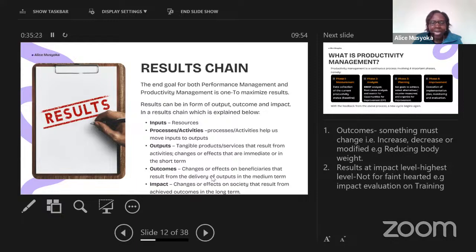for something to be regarded as an outcome, it means something has either increased or decreased. For instance, you can increase customer satisfaction. That's an outcome. Or you can decrease their complaints. So in outcomes, something has changed. It has increased or decreased, or something has been modified.